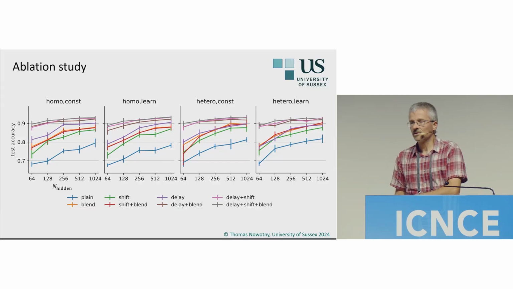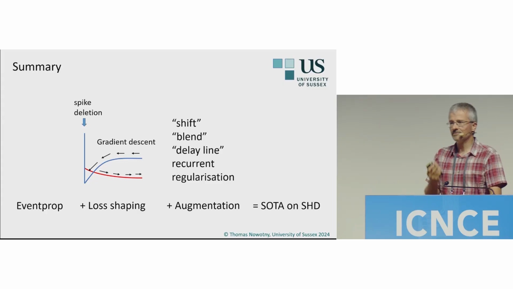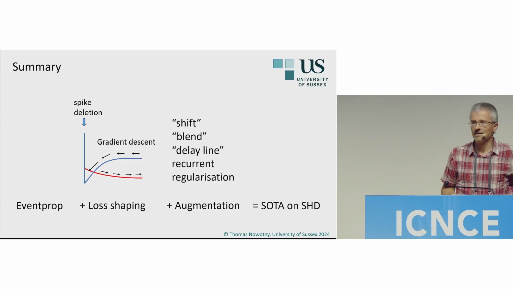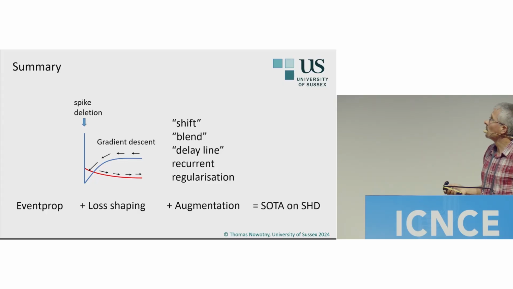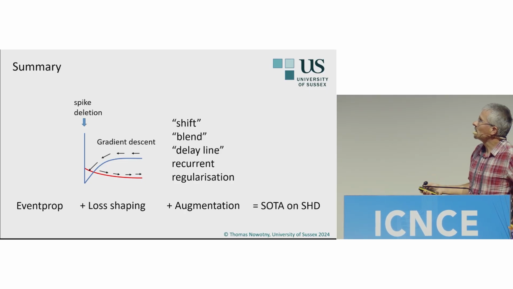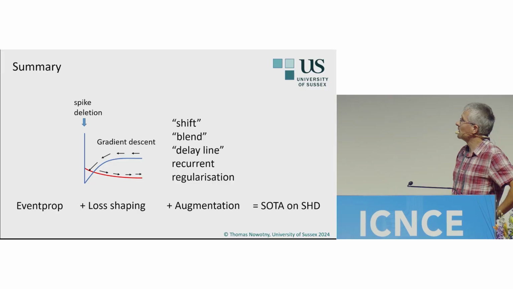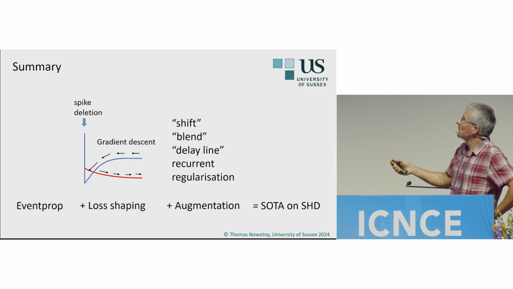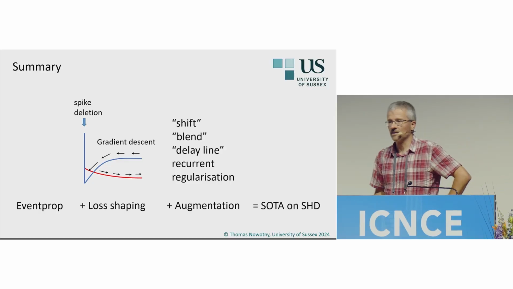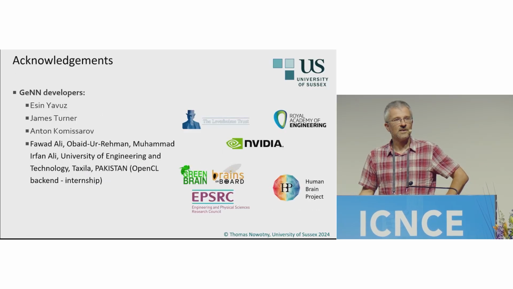Now I'm out of time, so I go straight to the summary. I would formulate it like this. We take EventProp, we add this loss shaping where you avoid the problem of the spike deletion and creation that was unhelpful, plus all the augmentations, and you can get state-of-the-art with exact gradients. So thank you very much for your attention.